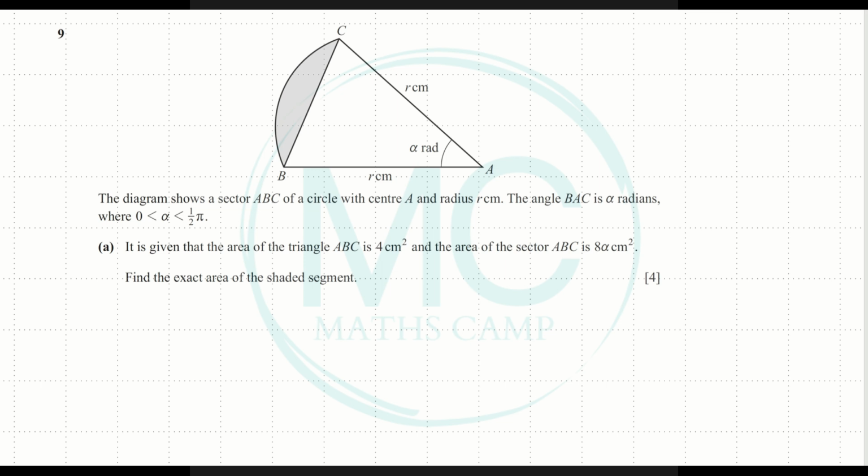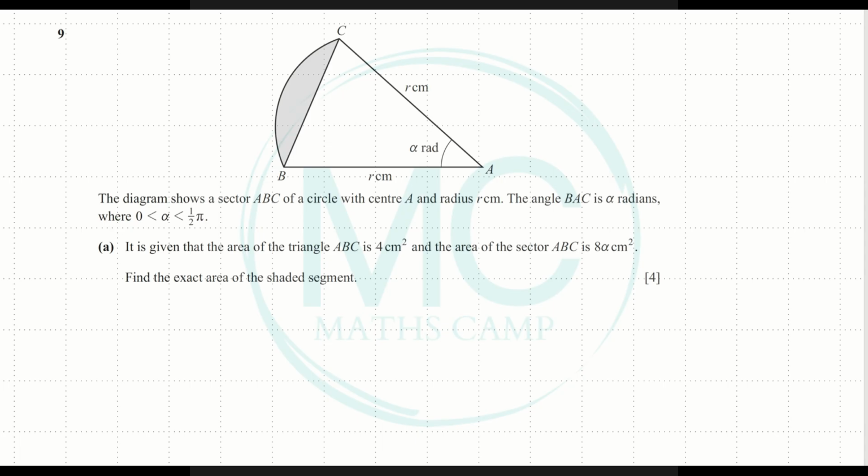The diagram shows a sector ABC of a circle with center A and radius r centimeters. The angle BAC is alpha radians, where alpha is greater than 0 but smaller than 1/2 pi. It is given the area of the triangle ABC is 4 square centimeters, and the area of the sector ABC is 8 alpha centimeters squared. Find the exact area of the shaded segment.